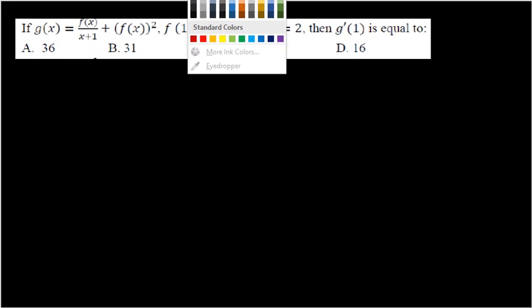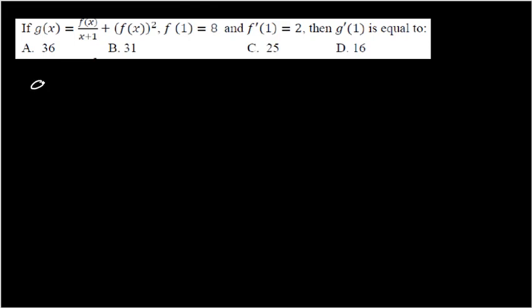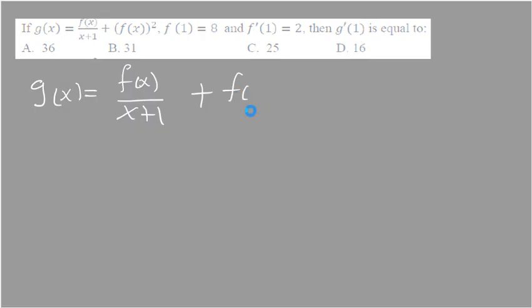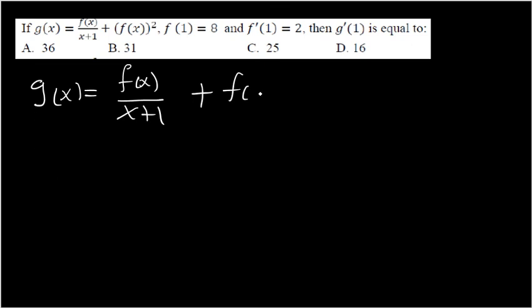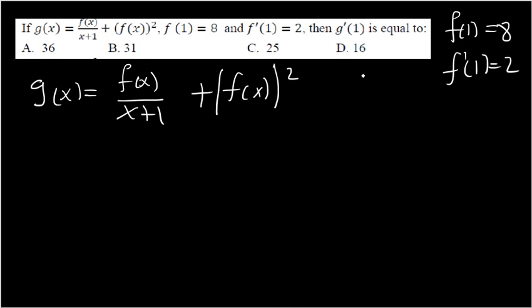Again, here, what is given? g of x is given. g of x is equal to f of x over x plus 1, plus f of x the whole square. This is given to you. And then what is asked? We have f of 1, which is 8, and f derivative of 1 also given to us, which is 2. Then we are asked to find g derivative at 1. This is the asked one.